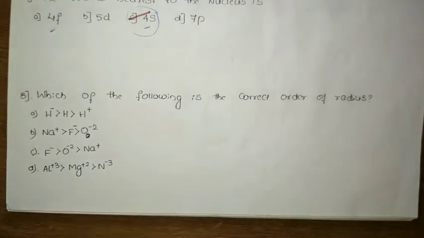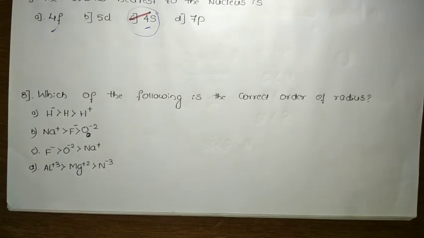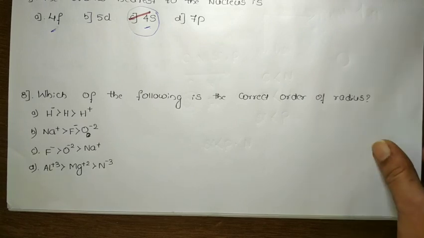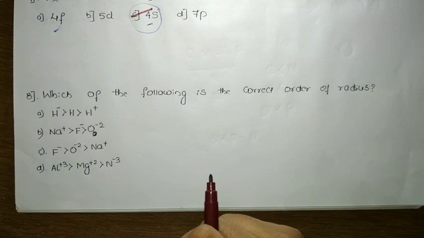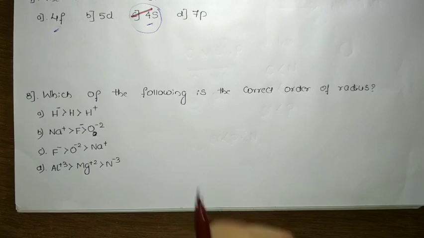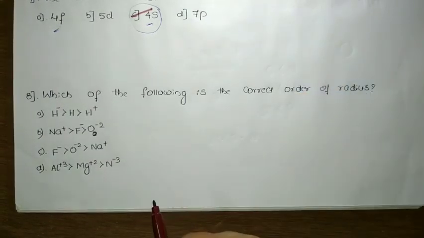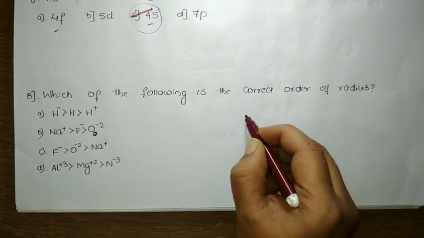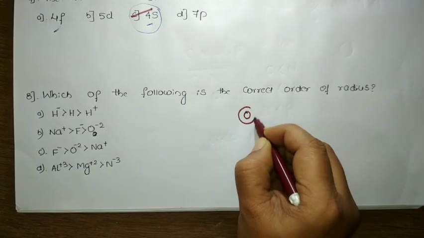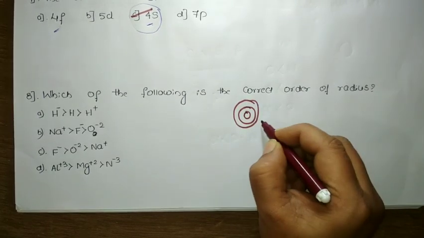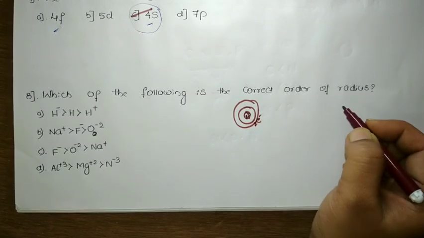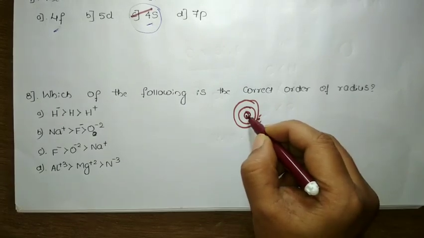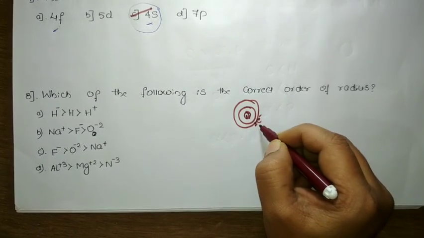The question is: which of the following is the correct order of the radius? Okay, so radius in the sense you could consider the size as well. When I say the size of a given ion, the size basically depends on the number of protons, we could say. Why? For example, if I consider an atom over here, let us consider we have 2 electrons and 2 protons inside the nucleus. Okay, 2 protons are there in the nucleus and the 2 electrons are outside in the outer orbital.